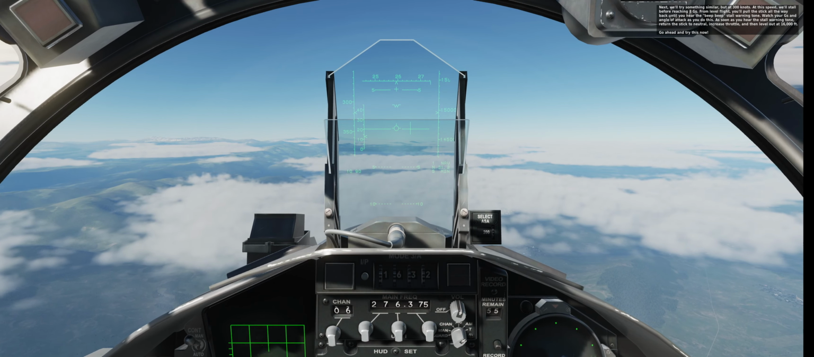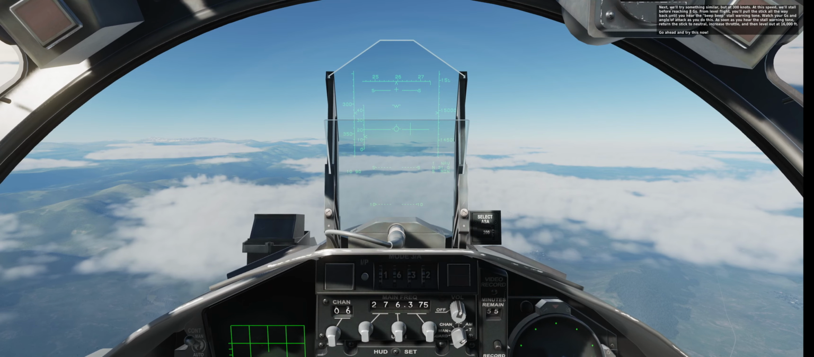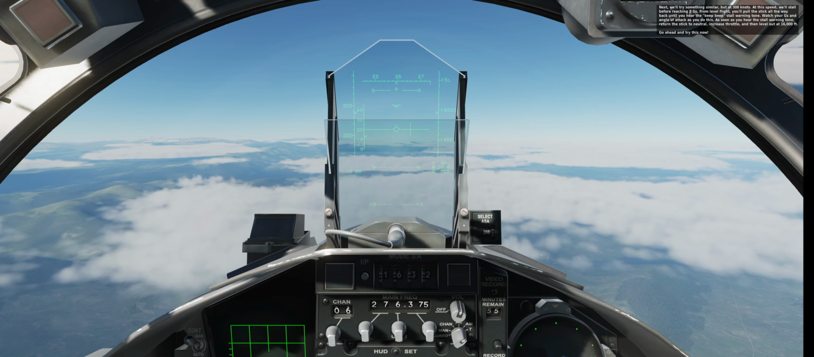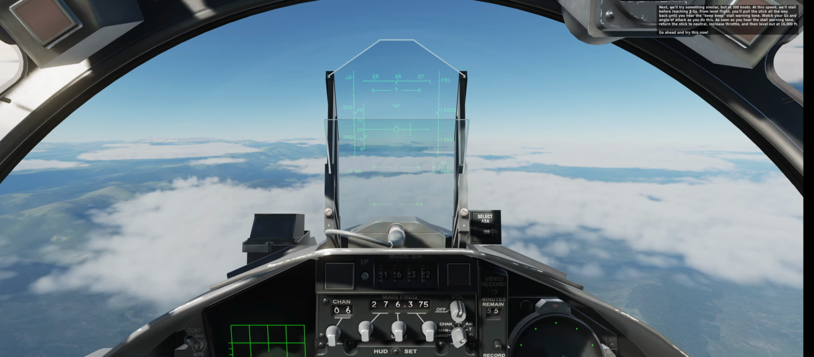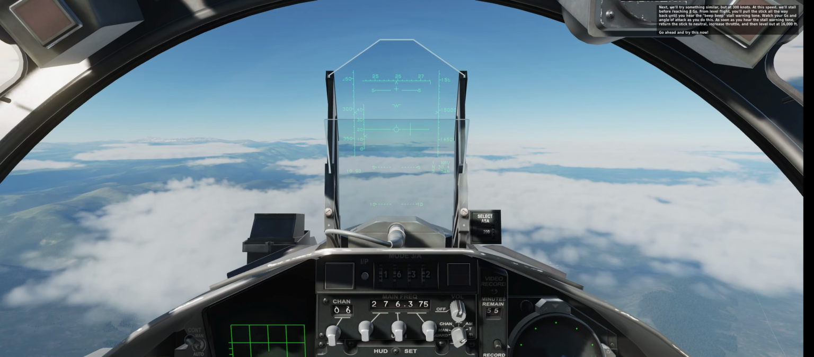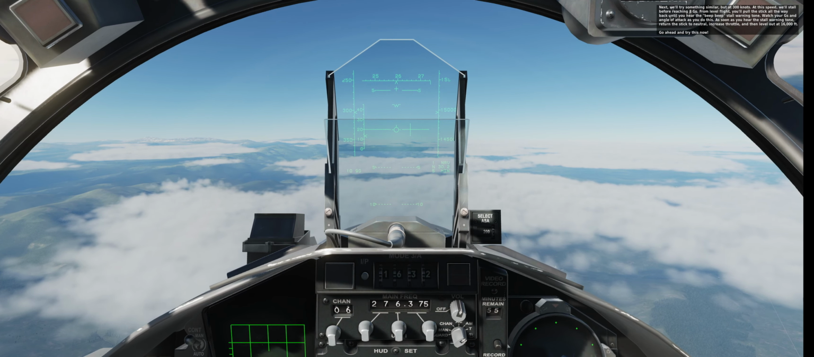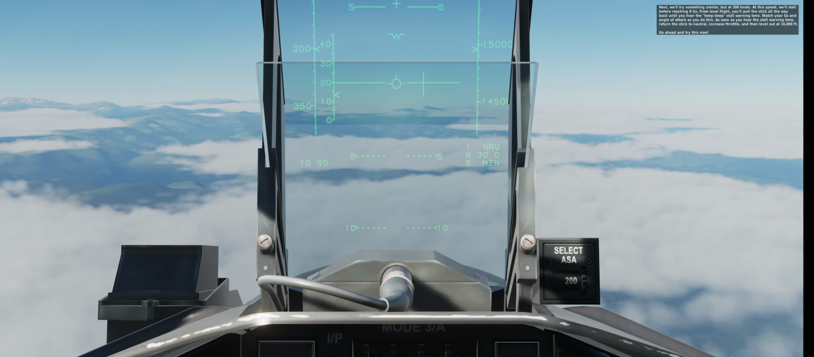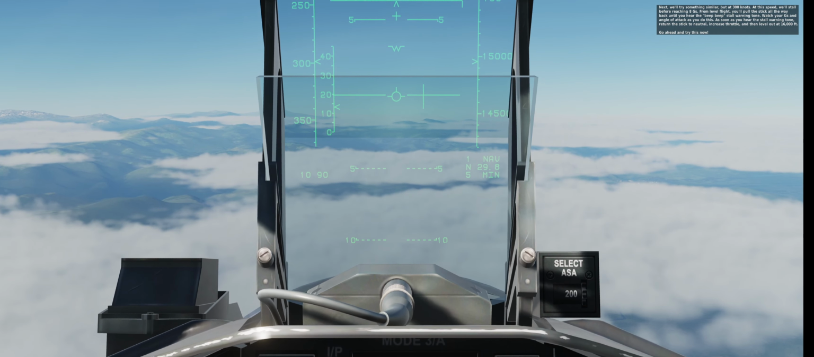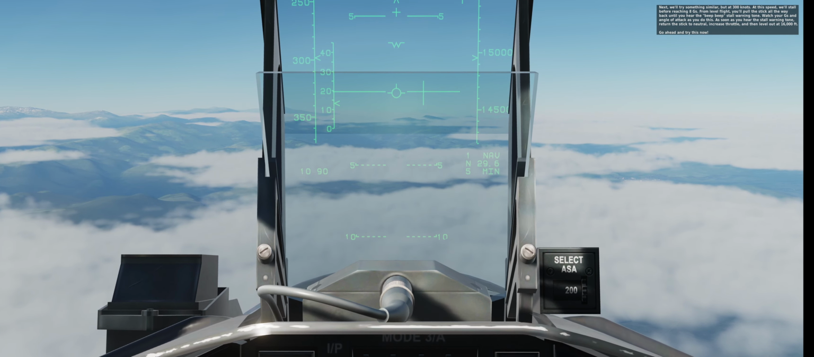Next, we'll try something similar but at 300 knots. At this speed, we'll stall before reaching 8 Gs. From level flight, you'll pull the stick all the way back until you hear the beep beep stall warning tone. Watch your Gs and angle of attack as you do this. As soon as you hear the stall warning tone, return the stick to neutral, increase throttle, and then level out at 16,000 feet. Go ahead and try this now.